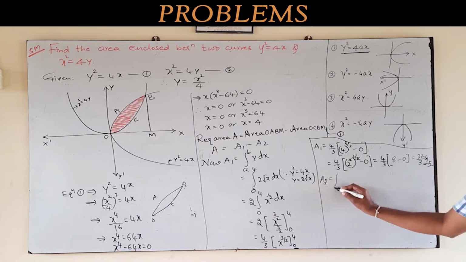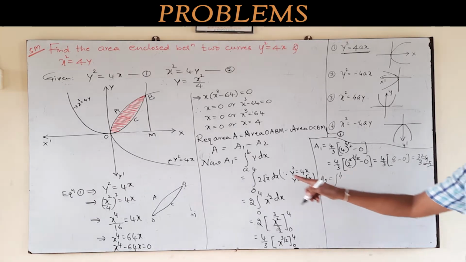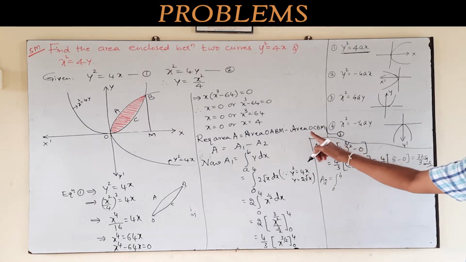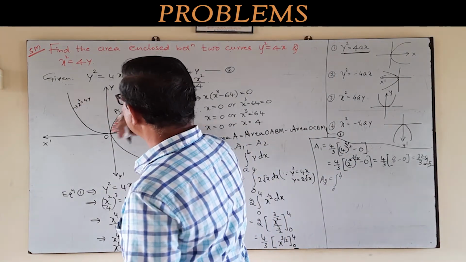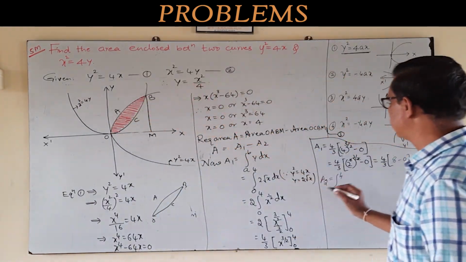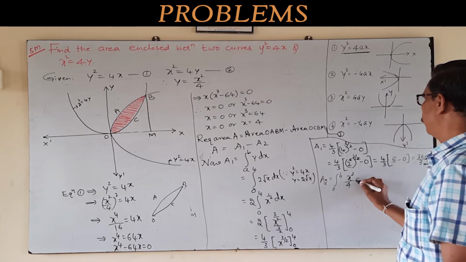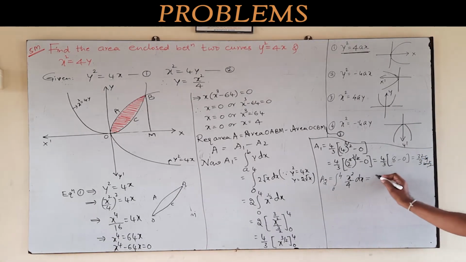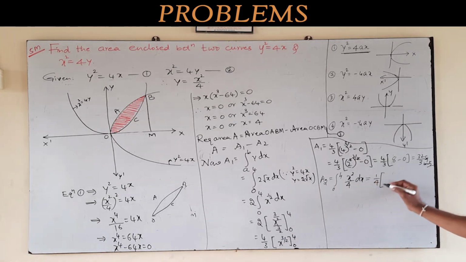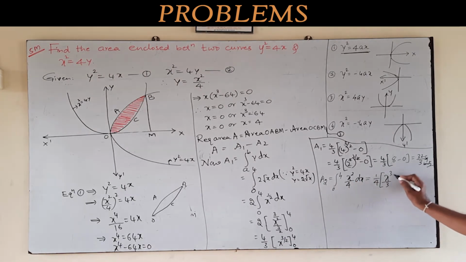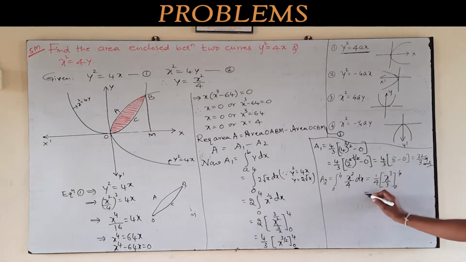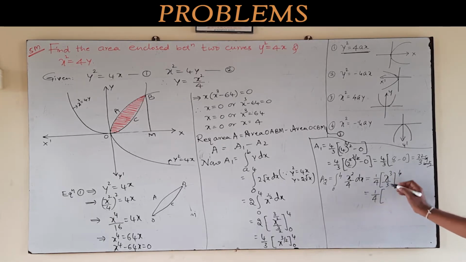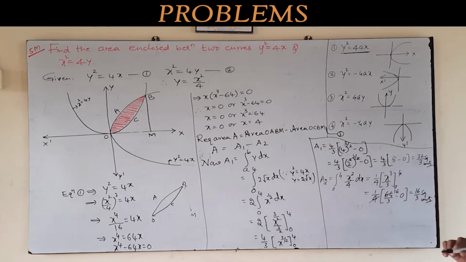Similarly, to find A2, A2 is equal to the integral from A to B, the same limits 0 to 4, of y dx for the second curve OCBM, the upper curve. The value of y from equation 2 is x square by 4 with respect to x, that equals 1 by 4 as a constant. Integrate: what is the integral of x square? X power 3 by 3 between the limits 0 to 4, that is 1 by 4. Put x equal to the upper limit, 4 cube is 64 by 3, and the lower limit is 0. 4 ones are 4, 16s are, that is 16 by 3 square units.